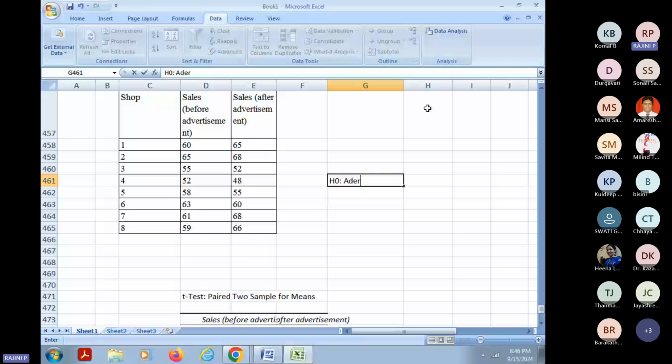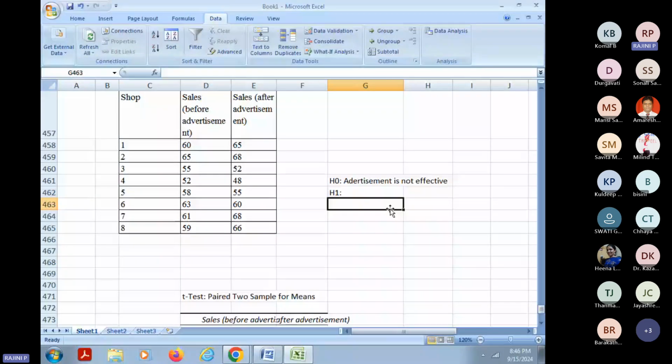One ma'am asked me, does the null hypothesis always have to be a positive statement? See, what did I take here? Advertisement is not effective. It is a negative statement. So based on the test, you need to decide what statement can be taken. Why did I take not effective? Because if there is no change in the before and after sales, then definitely we assume that the advertisement is not effective. There is no difference, that means advertisement is not effective.